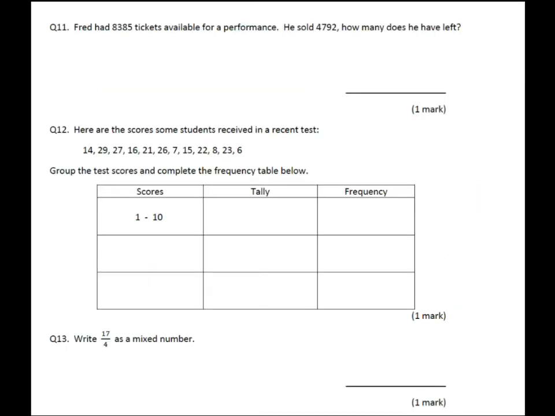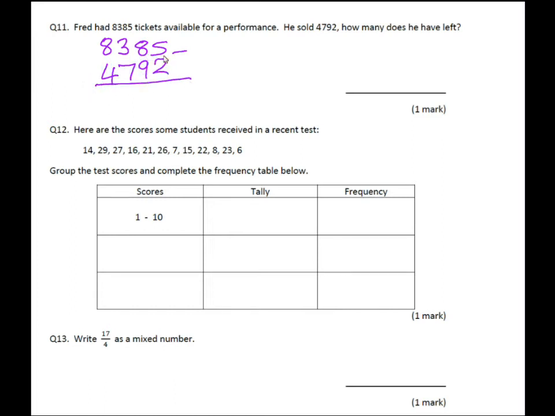Question 11. Fred had 8,385 tickets available for a performance. He sold 4,792. How many does he have left? So this is testing you on subtraction of big numbers. So we've got 8,385, and we're going to subtract 4,792.